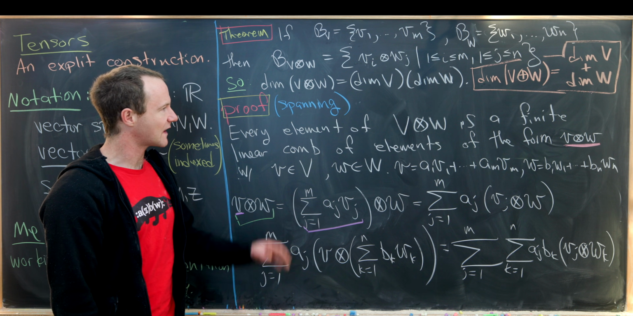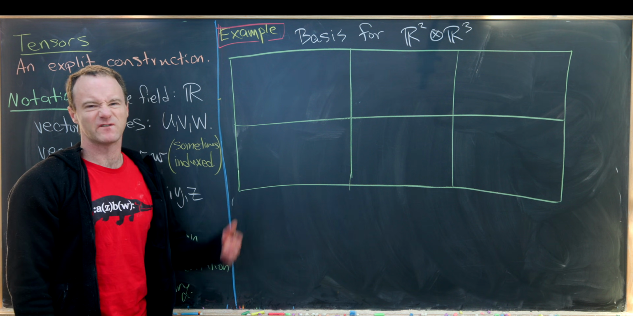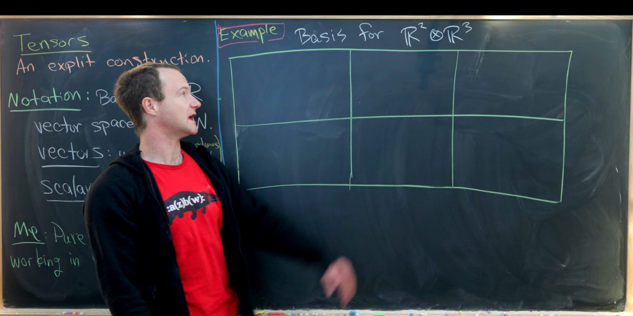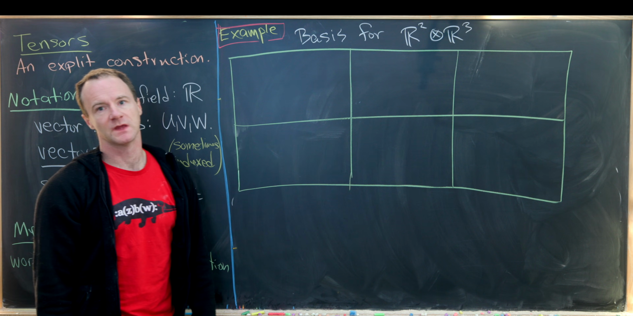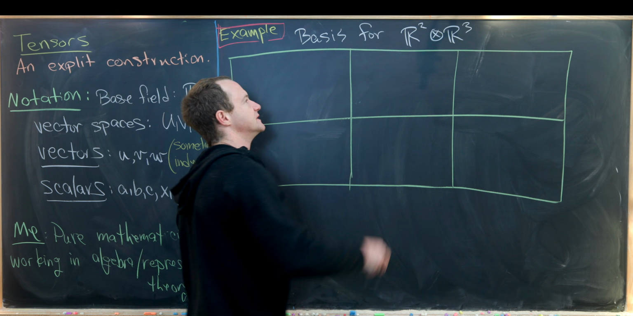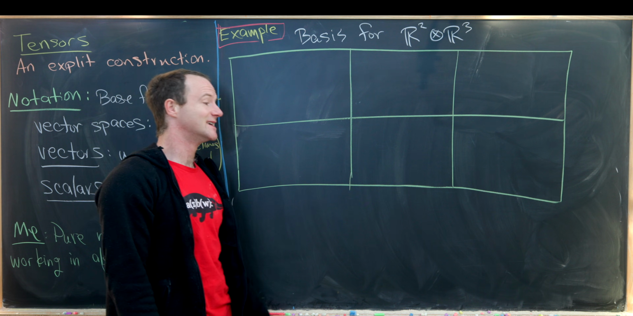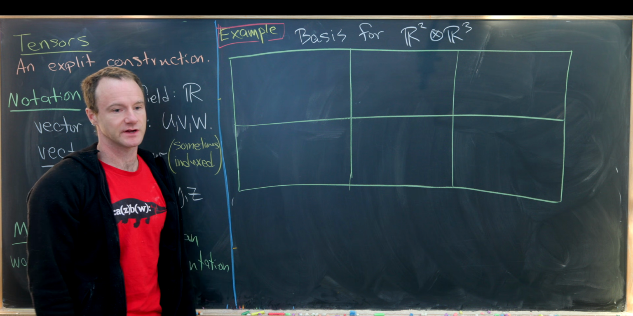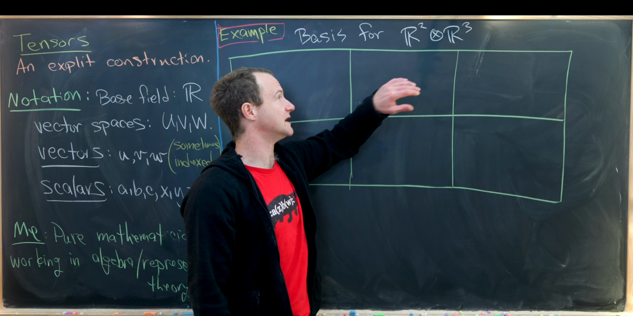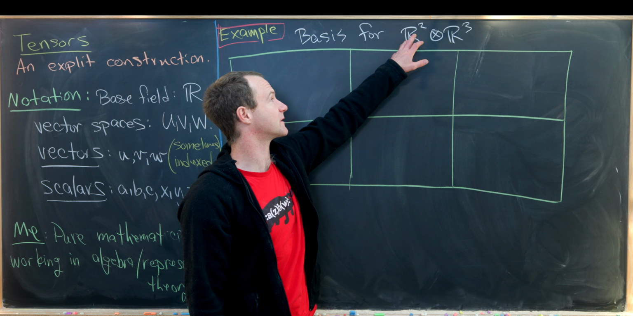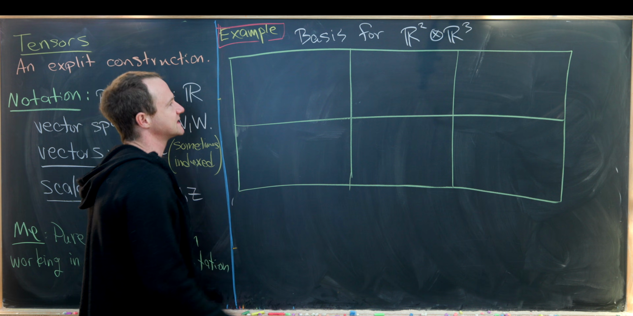Okay, now that we've got this taken care of, let's look at a concrete example. So let's finish this off with a fairly simple example, and that will be a basis for R2 tensor R3. So as we saw before, R2 is 2-dimensional and R3 is 3-dimensional, which means the tensor product should be 6-dimensional, 2 times 3. And also, we know a basis for this will just be the tensor product of basis vectors from here with basis vectors from here. Okay, so let's get started.